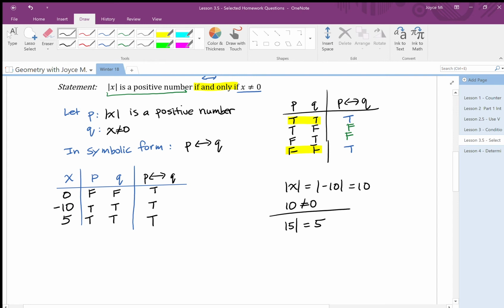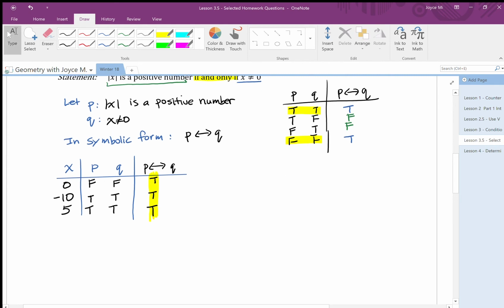I range of things. Could be positive, could be negative, could be 0. At the end, my column for the statement is always true. Notice that this is always true. Something that's always true, we call a tautology. In this case, this is a tautology. This is always true, therefore the given statement is true. So I can make the conclusion that the given statement is true.